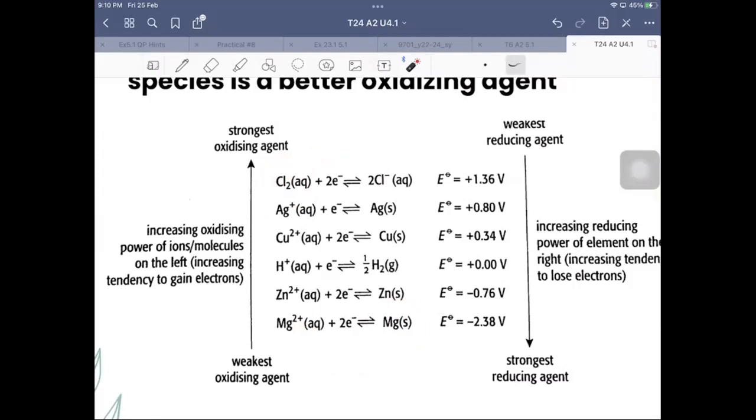The E naught values tell us a lot about which reaction is being favored. The most positive E naught means we are favoring the forward reaction. That means chlorine likes to be reduced, and that also implies chlorine is a strong oxidizing agent. Whereas the most negative E naught means this reaction is favoring the reverse reaction so much. It implies that magnesium is most likely to be oxidized, which makes magnesium a strong reducing agent.